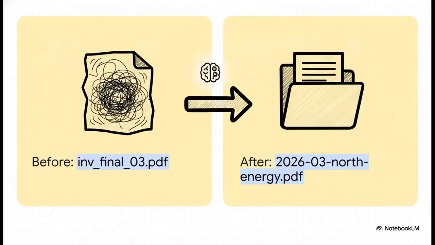And here's the result. Instead of some useless file name like invar-final03.pdf, you get a standardized searchable name like 2026-3-north energy.pdf. And this isn't just about being neat. It's about creating a structured, predictable data environment right on your own machine.